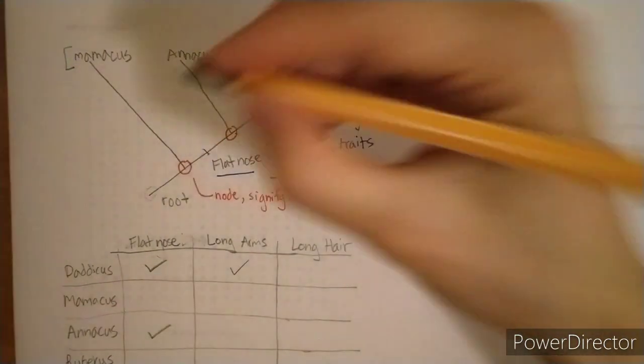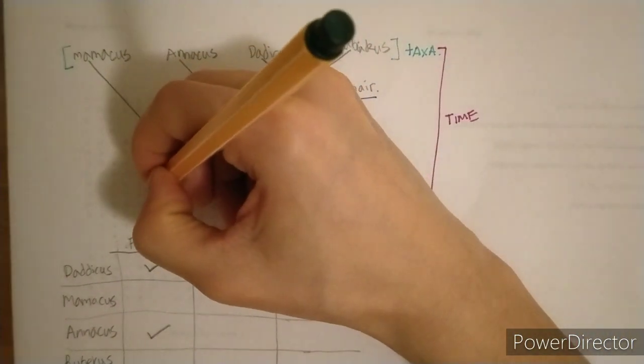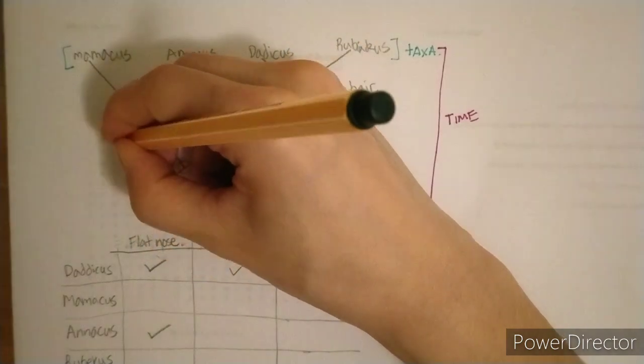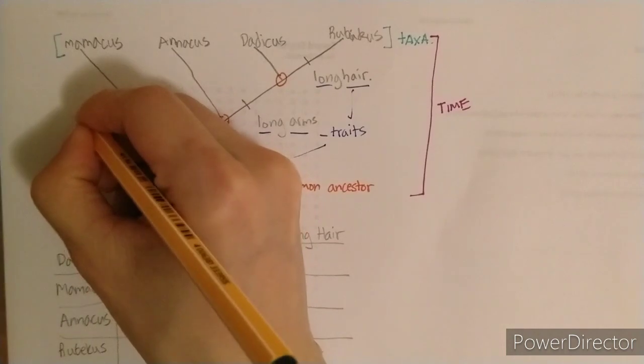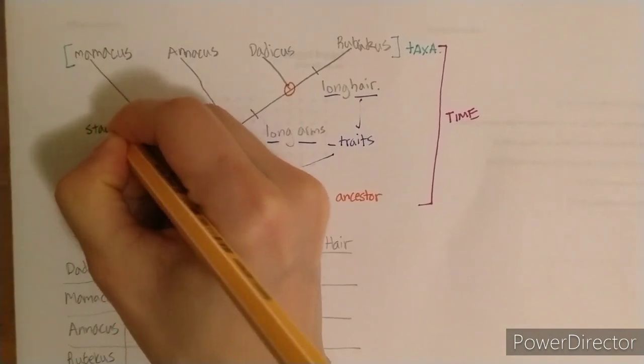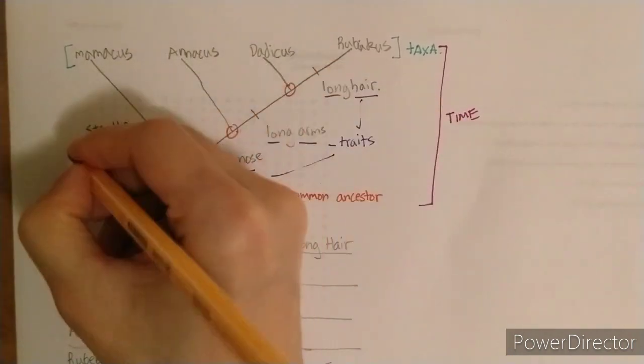For example, let's add one last branch to the limb phylogenetic tree. The limb phylogenetic tree right here is going to have Star, the baby Easter chick.